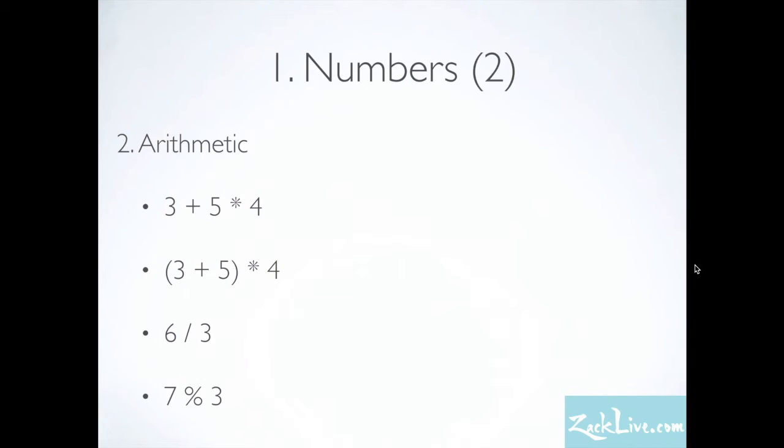With numbers, we have arithmetic. It's totally the same as what you learned in high school. Let's take a look at some examples. In the first example, the star means multiply. So we will do 5 multiply 4 first and then plus 3. In the second example, the parentheses change the order of the operation. So we will do the 3 plus 5 first.